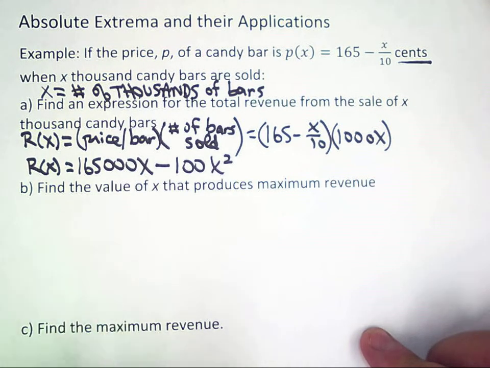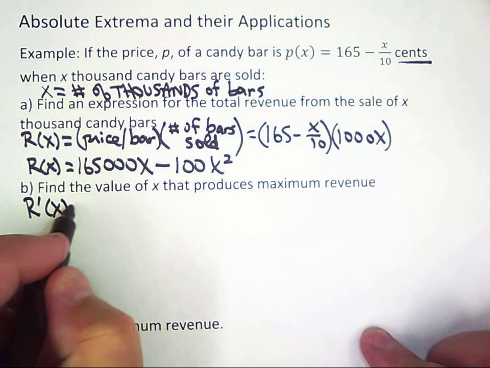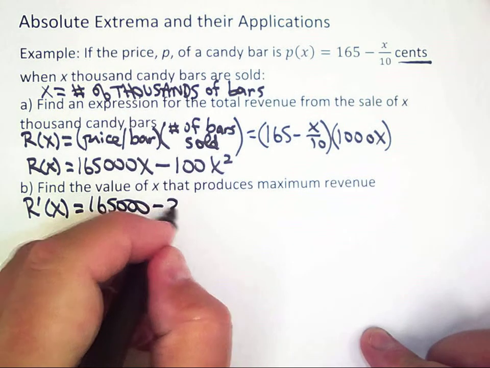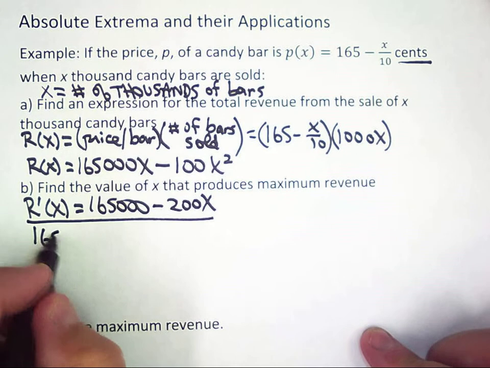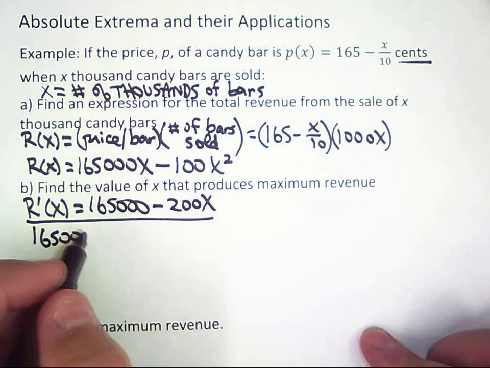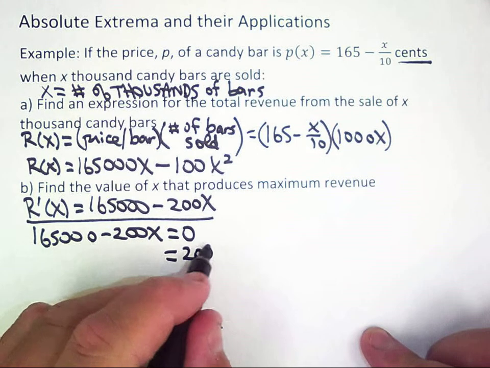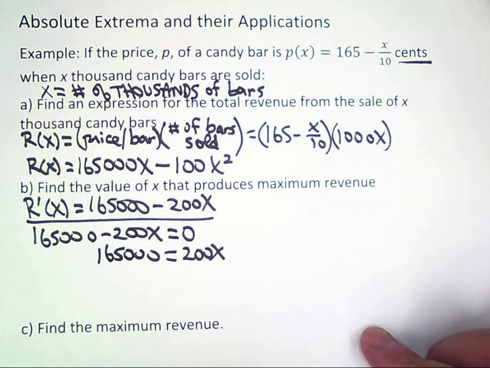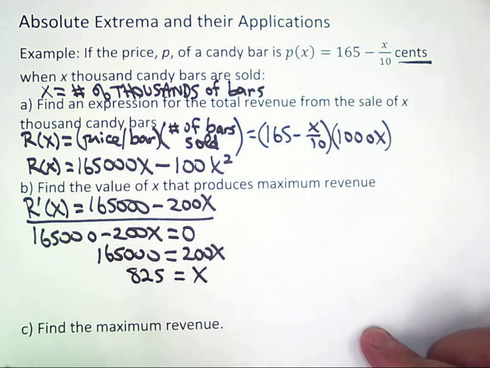The B part says find the value of X that produces that maximum. Well, the same old routine. You take the derivative, which would be 165,000 minus 200X. And then you set the derivative equal to 0 to find your critical number. Add 200x to both sides. Divide both sides by 200, and you end up with 825. So that's the value of X.